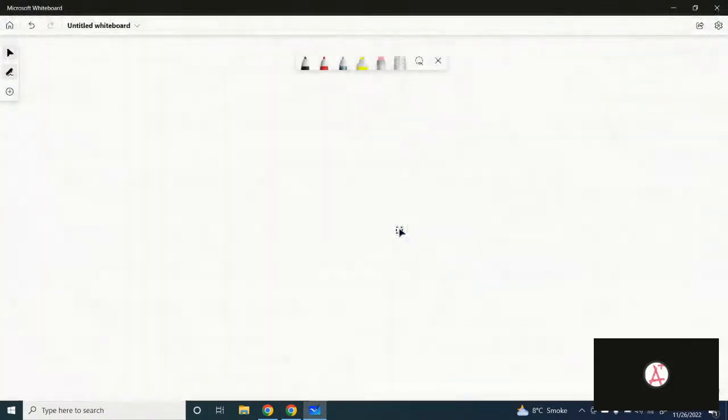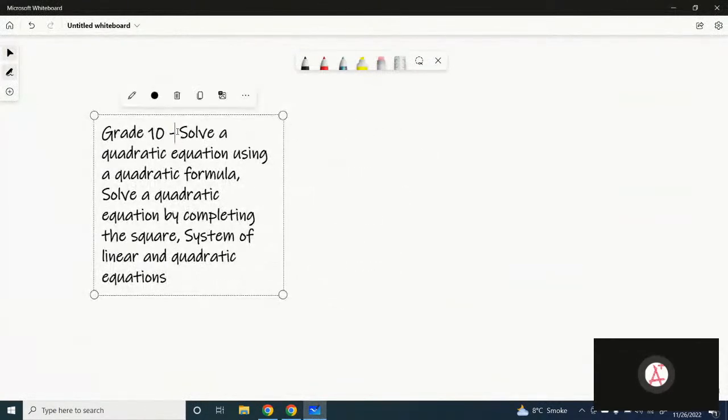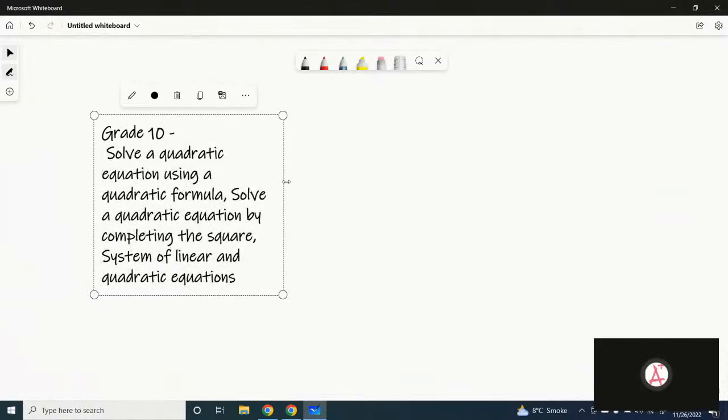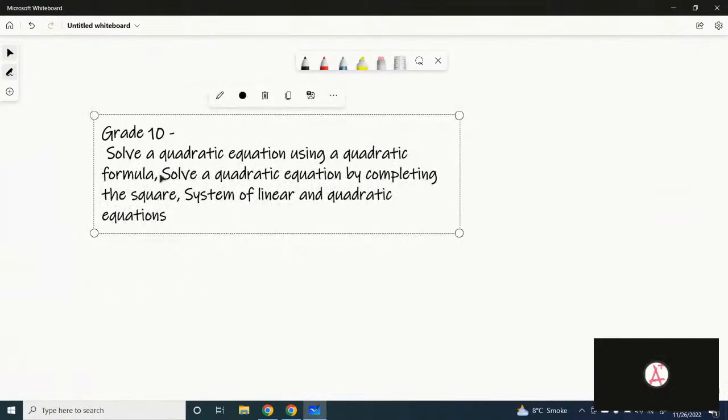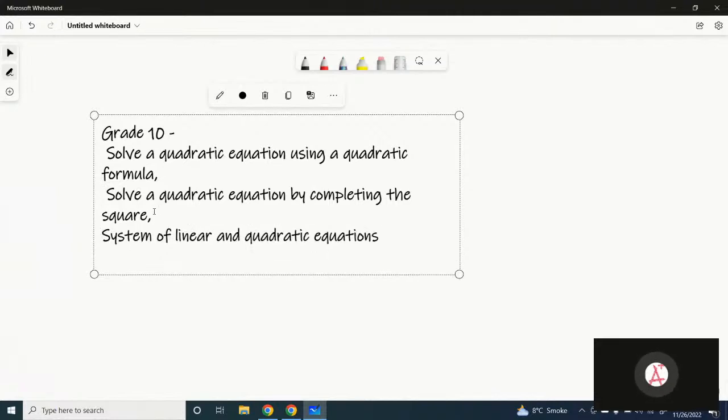Got it? So we have covered 4 of the topics today from the chapter quadratic equation. The lesson names are solve a quadratic equation using a quadratic formula. Then we did solve a quadratic equation by completing square. And then we did the last topic, that is system of linear and quadratic equations. Got it? Please make sure before the next session you complete all the test questions for the topics we did today.